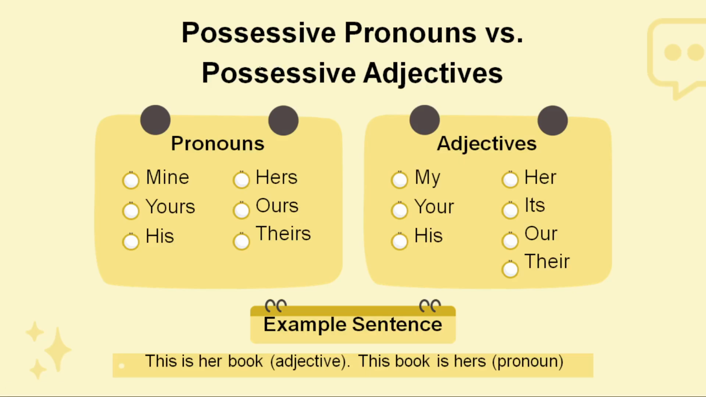Coming to the possessive pronouns and the possessive adjectives. So pronouns are like this: mine, yours, his, hers, ours, and theirs. This is her book. This book is hers. Can you see the difference? Here also her is there, here also her is there. But here her is not the pronoun. It is an adjective that we are going to discuss in the next video. Here hers is the pronoun.